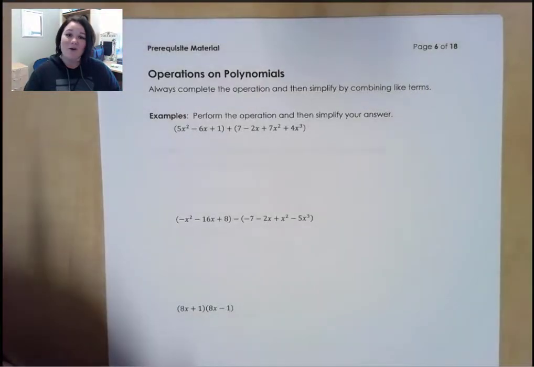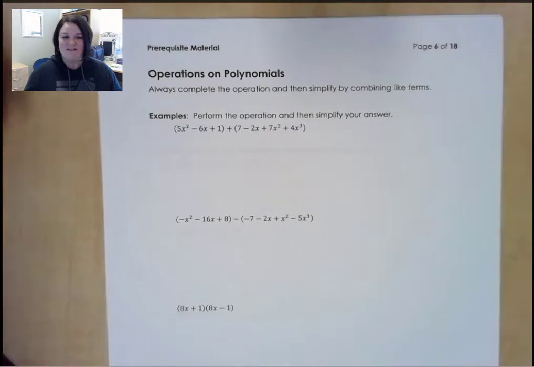All right, so here we are. We're going to go ahead and move on to operations on polynomials. We're still in Unit 1 material. And when we start on operations with polynomials, operations means we're doing something with them, right? We're adding, we're subtracting, we're multiplying, we're dividing, those types of things. So we always want to complete the operation and then simplify by combining like terms, okay?